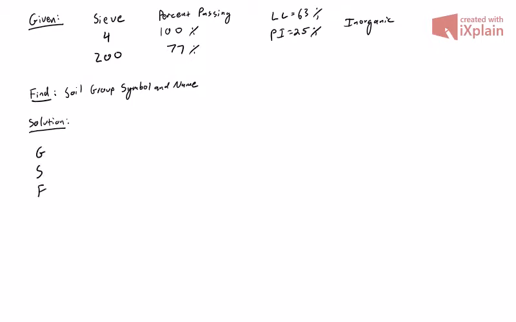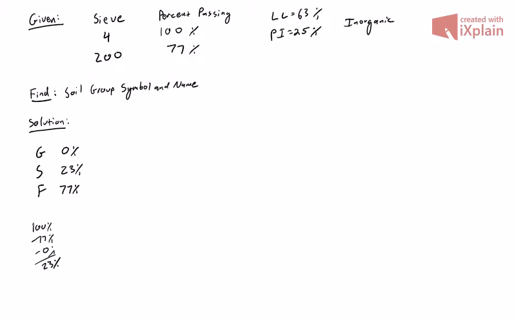For gravel, we look at how much got stuck on top of the number 4 sieve. Well, if 100% passed through the number 4 sieve, that means 0% failed to. Therefore, we have 0% gravel. For fines, we look at what percent got through the number 200 sieve. Well, 77% passed the number 200 sieve, therefore 77% fines. And for sand, it's the remainder, so 100% minus 77% minus 0% gives us 23% sand.